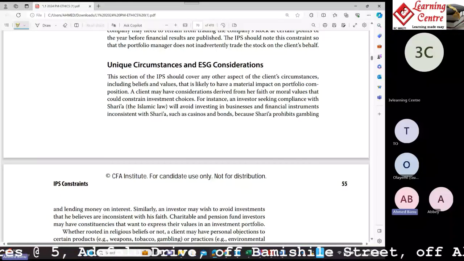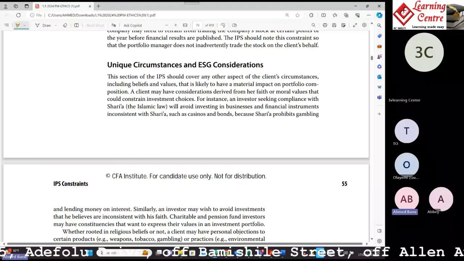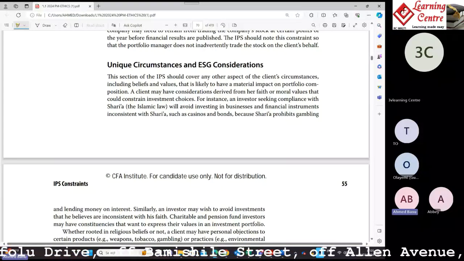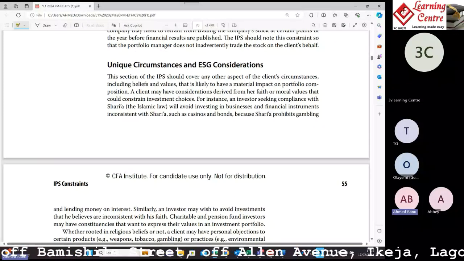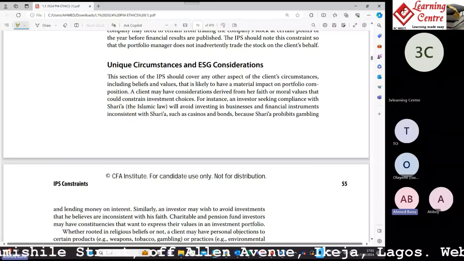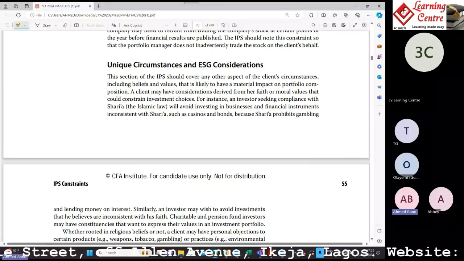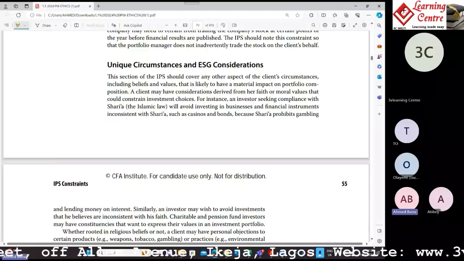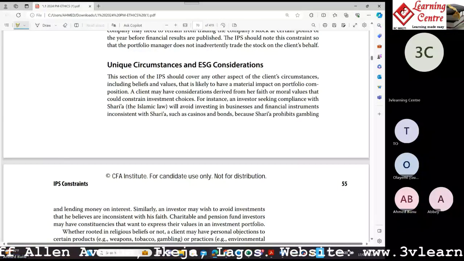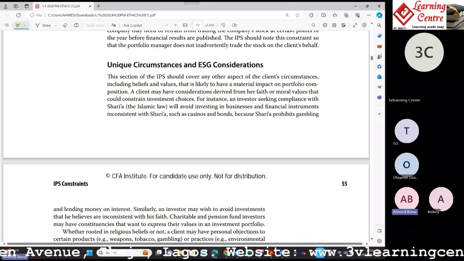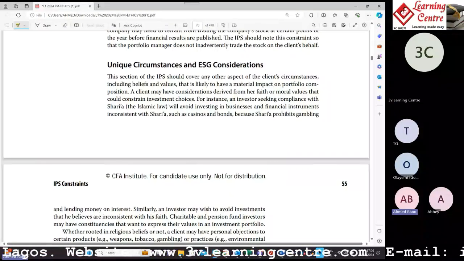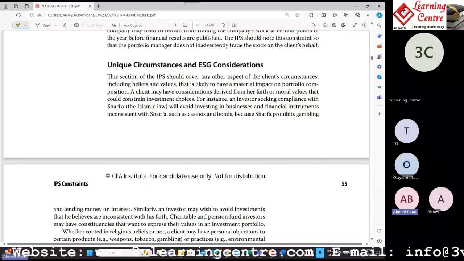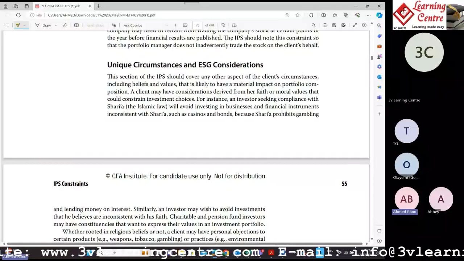So as a Muslim and a practicing Muslim, I focus only on Sharia compliant investing. And for me, that means that whoever is managing my portfolio must consider my faith and my moral values. So, for example, they cannot buy stocks of gambling companies, pornography, tobacco, alcohol, all those things are eliminated from my portfolio.